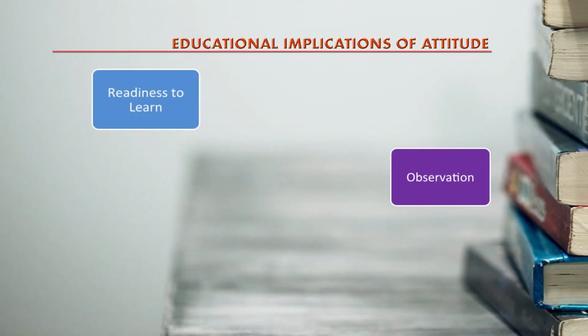Now friends, let us focus upon some of the educational implications. First of all, for developing a favorable and positive attitude, one should be ready to learn. So readiness to learn is one of the educational implications of attitude. Further, one should accept criticism for developing the right attitude. So this is also another educational implication.